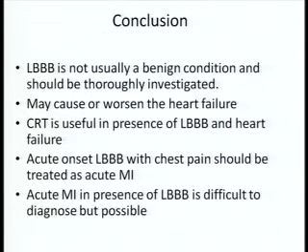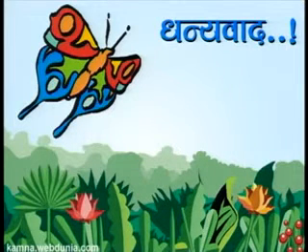Acute onset LBBB with chest pain should be taken as MI, should be given the benefit of doubt and should be thrombolyzed on time. Acute MI in presence of pre-existing left bundle branch block is difficult to diagnose, but is still possible and treated on time. Thanks a lot.